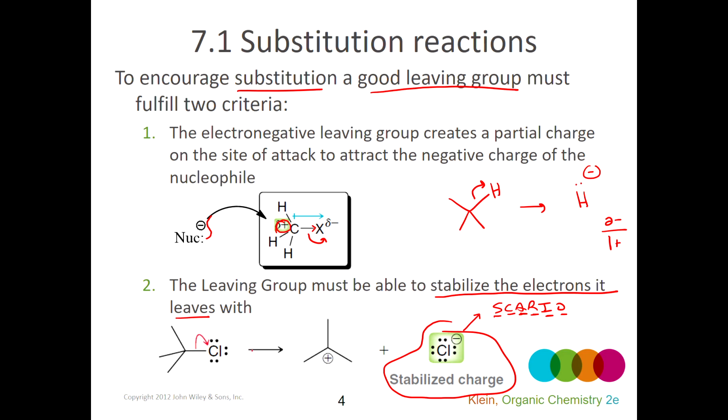It won't leave on its own, and it might not leave when a nucleophile collides. So if the leaving group can't stabilize the electrons it leaves with, the nucleophile would have to collide extremely hard here to push it out, and that would almost never happen. So the reaction is not going to happen at a fast rate unless I have a high quality leaving group that can stabilize the negative charges when it leaves.